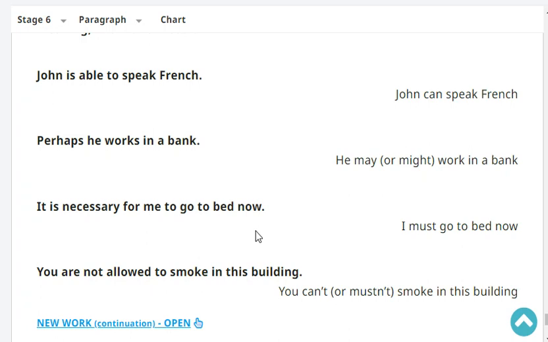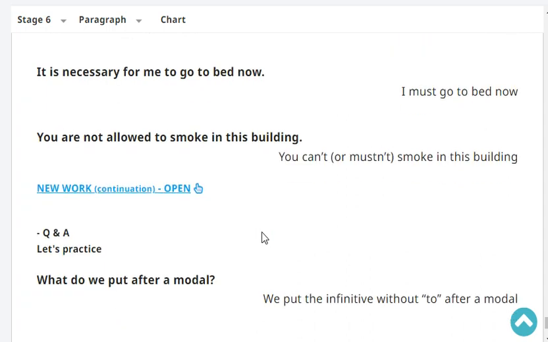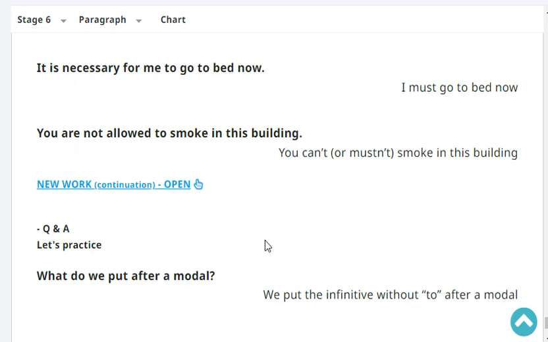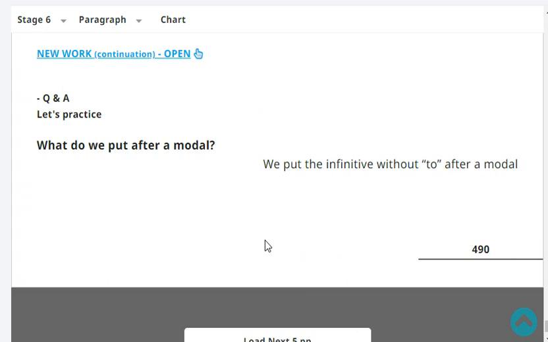It is necessary for me to go to bed now. I must go to bed now. You are not allowed to smoke in this building. You can't smoke in this building. Wait, what do we put after a modal?